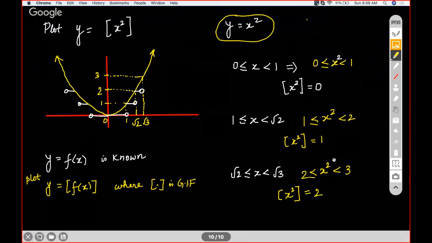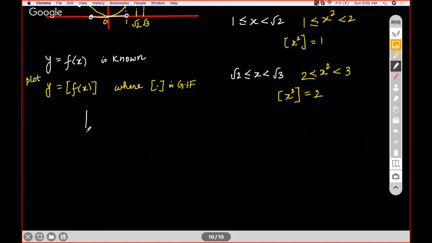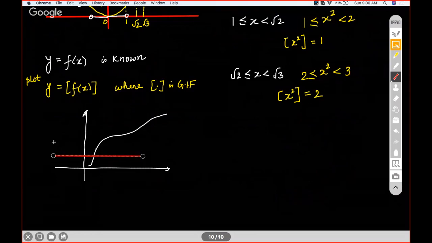Then what we do is, we first draw the graph of that function. Let me just take a hypothetical case. So let's say this was the graph of your function, f of x graph is like this. Now what you do is, you make lines at a unit distance like this: y equal to 1, y equal to 2, y equal to 3, y equal to 4.